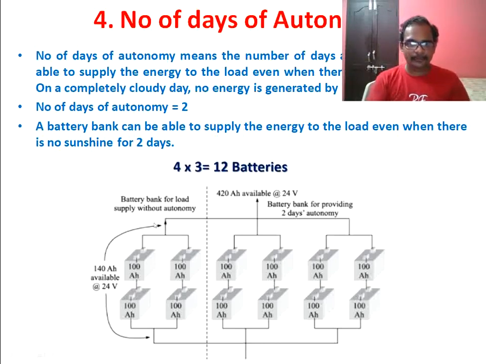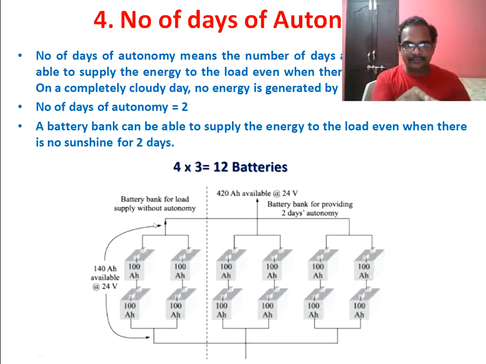You can see it, right? Initially, on the left side, you can see the battery bank for load supply without autonomy. If there is no requirement of autonomy, then only 4 batteries are required. If 2 days of autonomy is required, then we need to increase the size of the battery bank by 3 times. So you get 4 batteries for the first day, 4 batteries for the second day, 4 batteries for the third day. So you require this much battery bank. So 12 batteries.